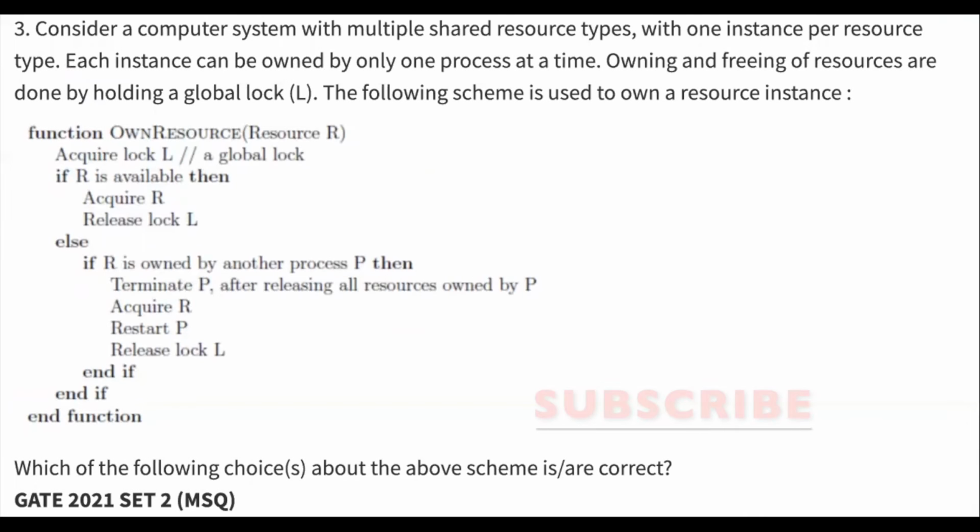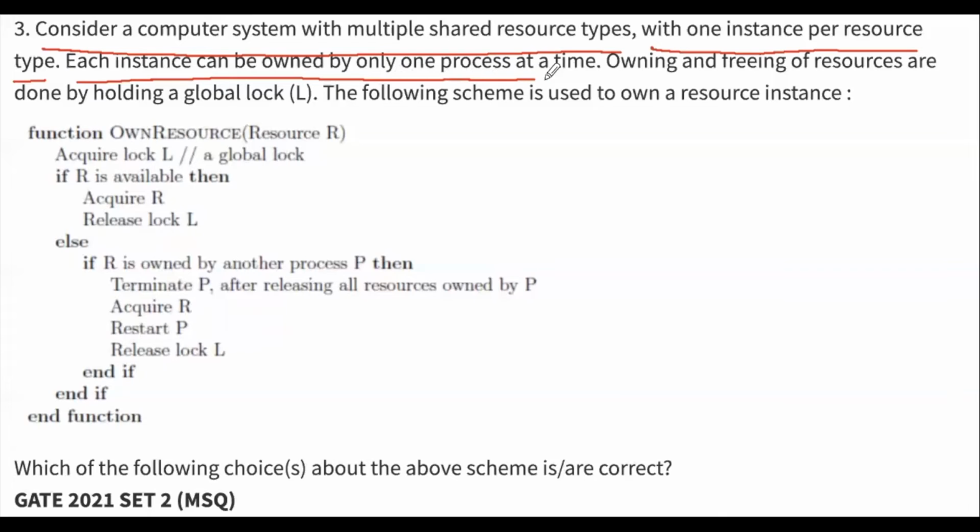So this question was asked in GATE 2021 set 2 and it is an MSQ type. So let's see this problem. Consider a computer system with multiple shared resource types with one instance per resource type. Each instance can be owned by only one process at a time. Owning and freeing of resources are done by holding a global lock L. The following scheme is used to own a shared instance.